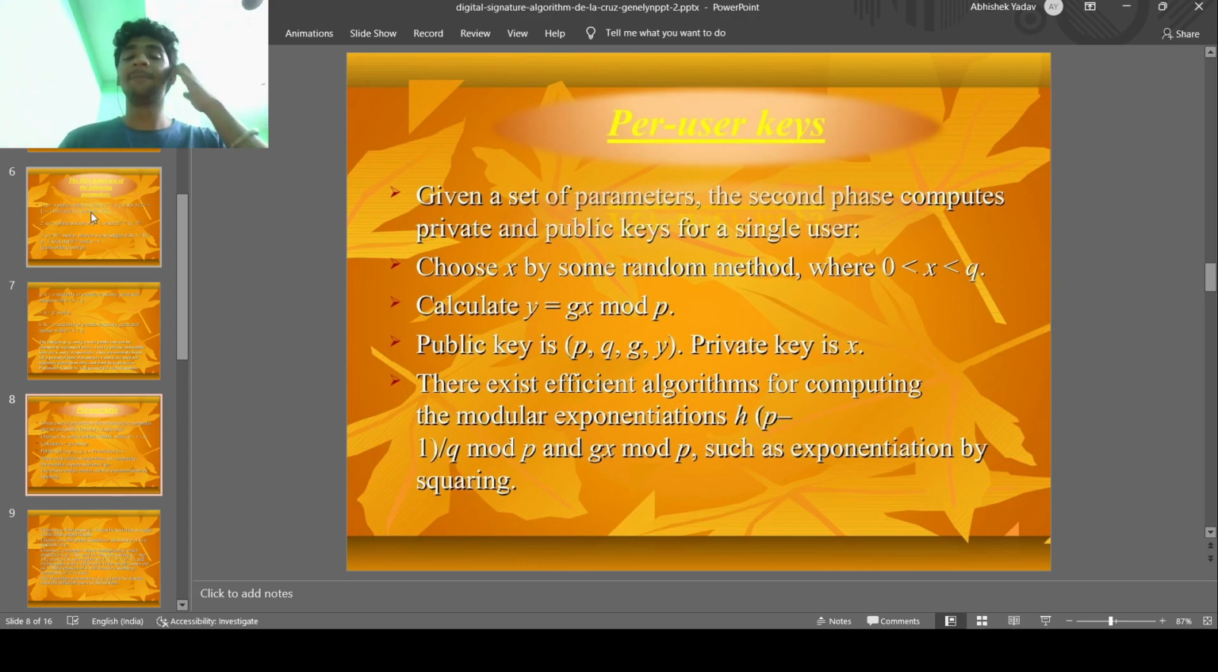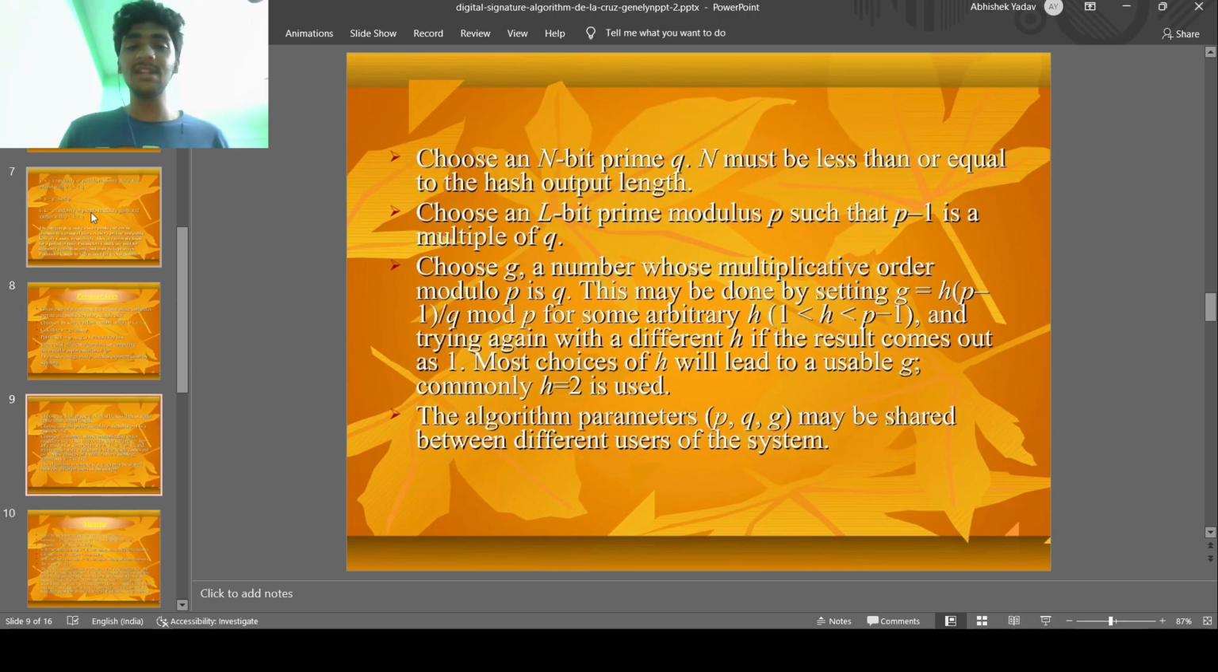There exist efficient algorithms for computing the modular exponentiations h raised to (p minus 1) over q mod p and g raised to x mod p, such as exponentiation by squaring. So choose an n-bit prime q. Then n must be less than or equal to the hash output length, so the length of your n-bit prime q must be less than or equal to the hash output length.